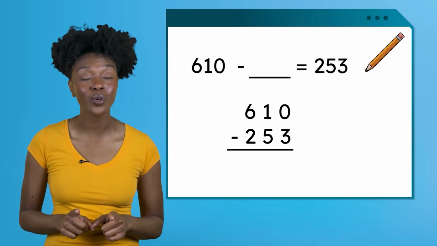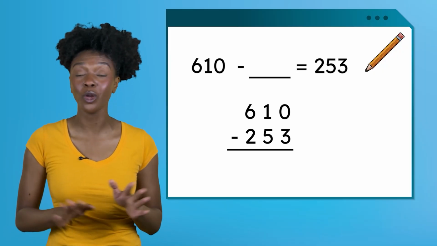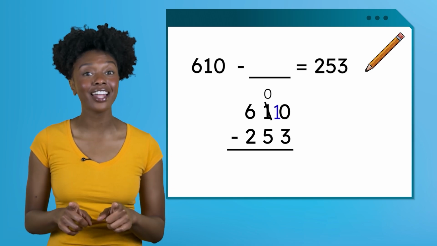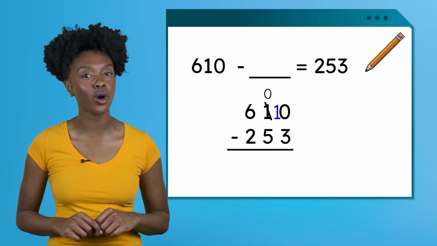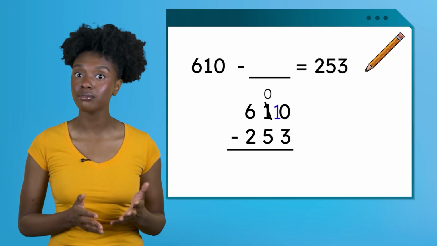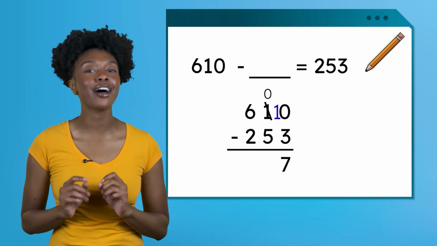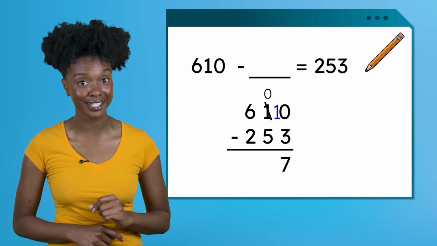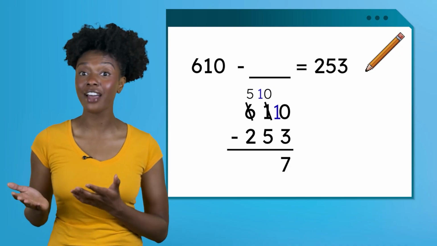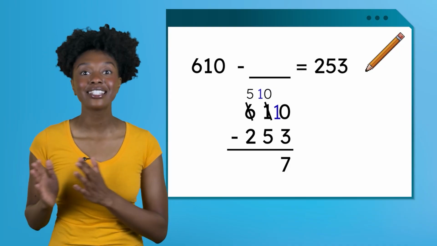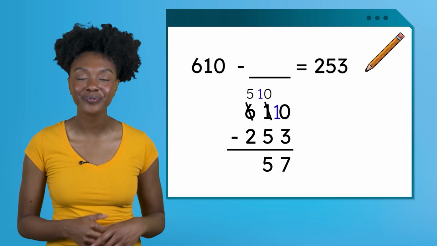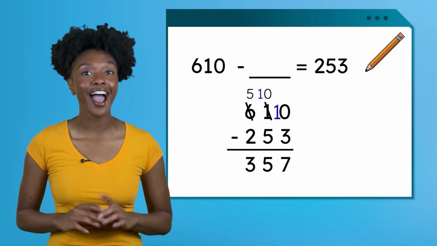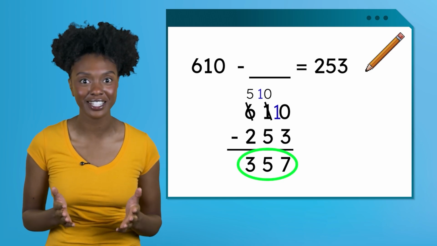Starting with the ones, we have 0 minus 3. We don't have enough ones, so we need to go next door and regroup. That leaves us with 0 tens and 10 ones. 10 minus 3 is 7. Next, we have 0 minus 5 in the tens place. We can regroup from the hundreds place this time. That leaves us with 5 hundreds and 10 tens. 10 minus 5 is 5. Finally, we have 5 minus 2, which equals 3. Our mystery number is 357.